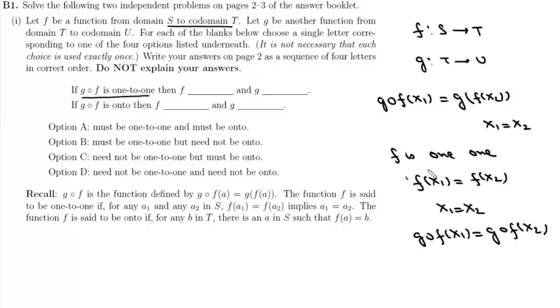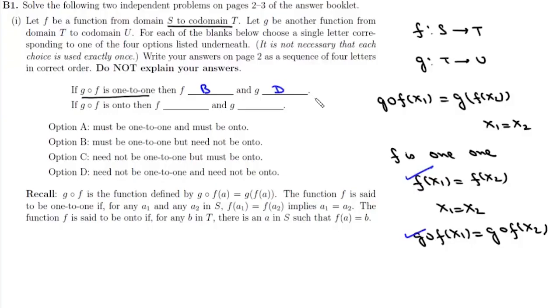So if f is 1-1, then it's a sufficient condition for g of f to be a 1-1 function. So if g of f is 1-1, then it must be 1-1, but it need not be onto. So we'll have this b here, and this g can be any function. So it need not be 1-1 or onto. So here we'll have b and d. These are very standard conditions for composite functions.